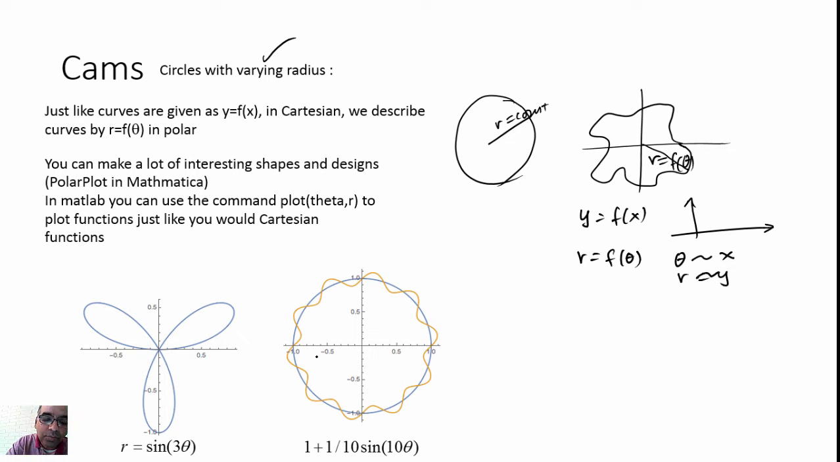If you use the command polar in MATLAB, with theta and r, and you know how to draw functions, right? You have to create vectors which have r as a function of theta, and then you can use the command polar and it will plot this in polar coordinates. You can try it out if you like. Okay, so basically r equal to f of theta is how curves are defined in polar coordinates.